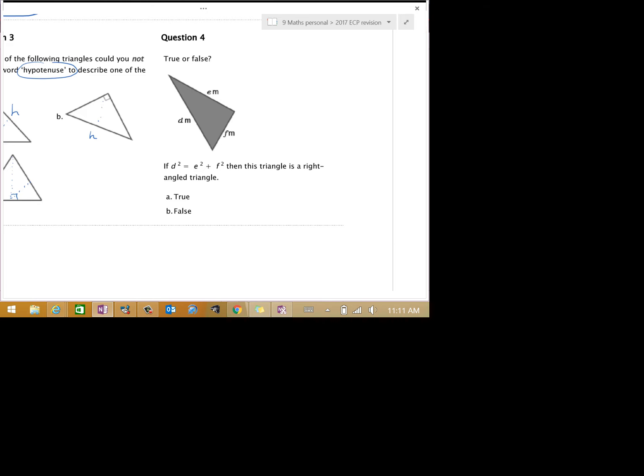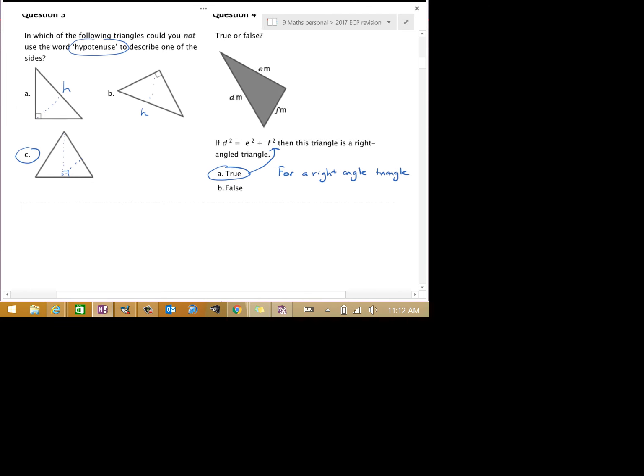Okay, looking at this triangle though, if we're told that D squared is equal to E squared plus F squared, is it a right angled triangle? Yes, because this theorem only applies for a right angled triangle. That's the only reason we can get Pythagoras' theorem to work. So you can't use that on any triangle. It has to be a right angle.